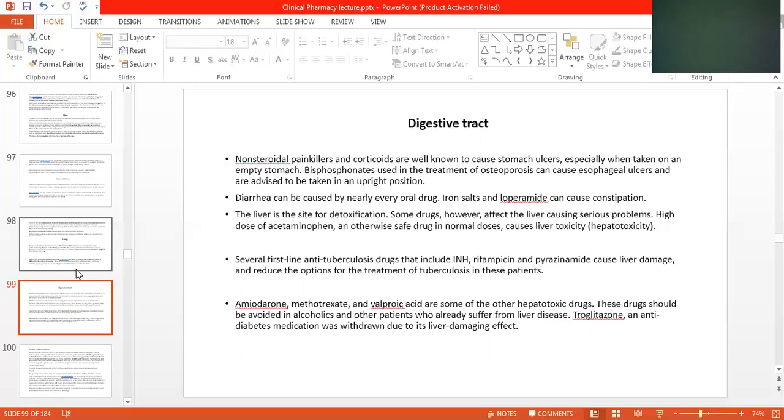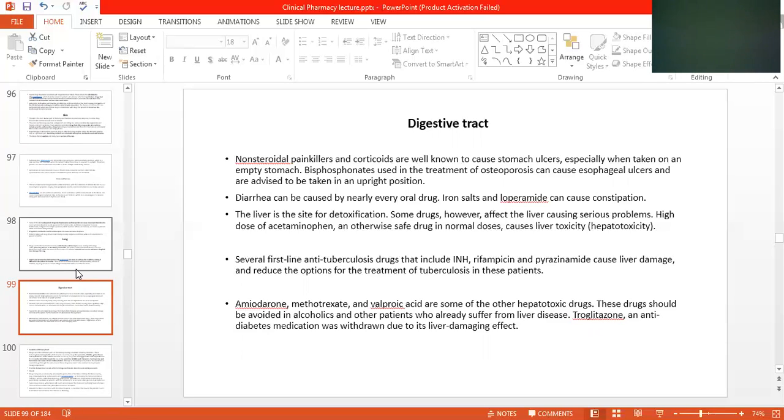The liver is the site for detoxification. Some drugs, however, affect the liver, causing serious problems. A high dose of acetaminophen, meaning paracetamol, an otherwise safe drug in normal doses, causes liver toxicity, hepatotoxicity. So paracetamol or acetaminophen is hepatotoxic if given in higher doses.